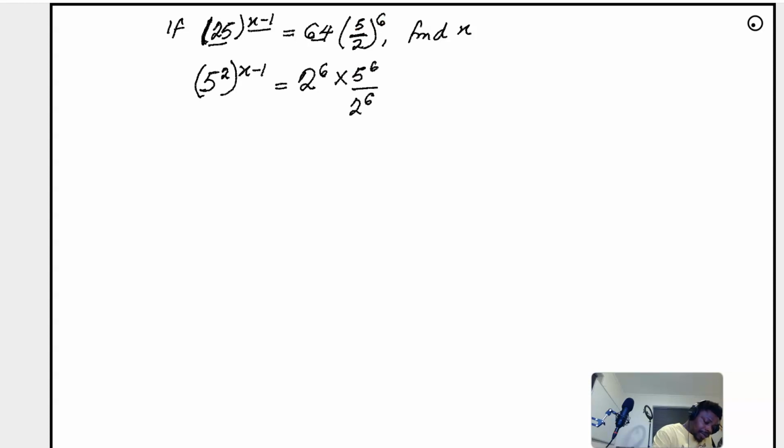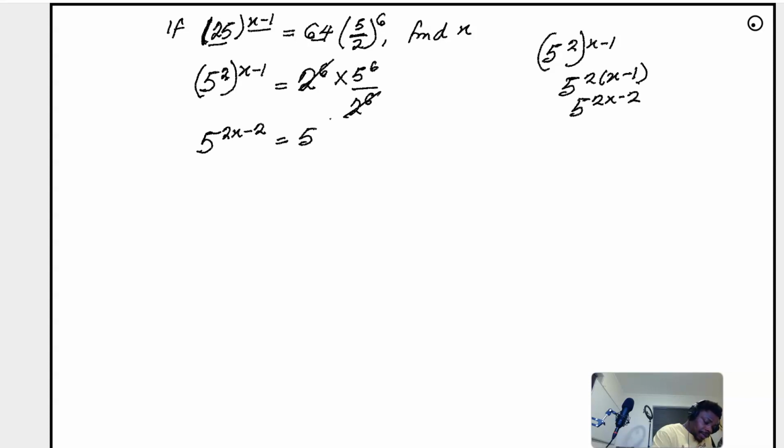2 raised to power 6. You can see? I can separate that. Okay? So 2 raised to power 6 can cancel 2 raised to power 6. So I have 5. I can multiply this one there, 2x minus 2. Right? Because that is the same. If you have something like this, the same thing as 5, 2 bracket x minus 1. So that is 2x minus 2, which is this. So it's equals to 5 raised to power 6.